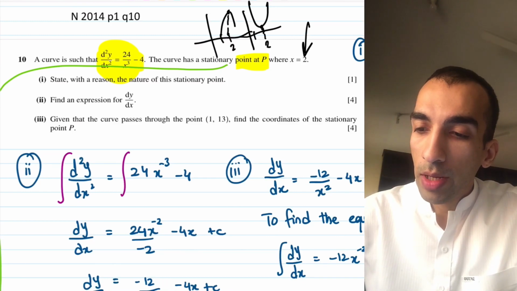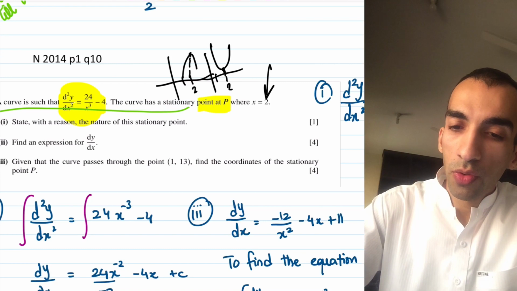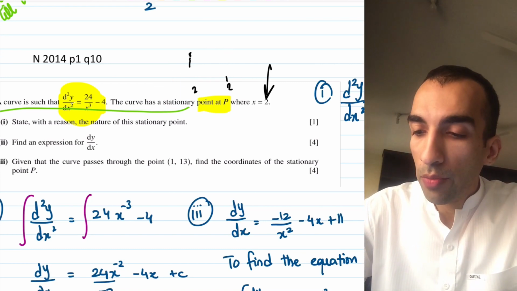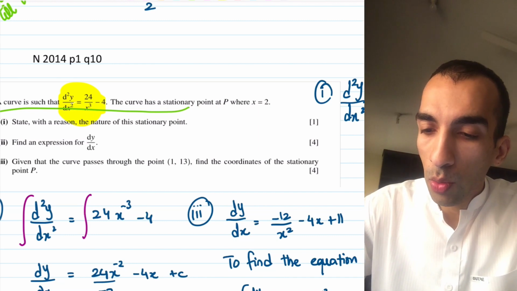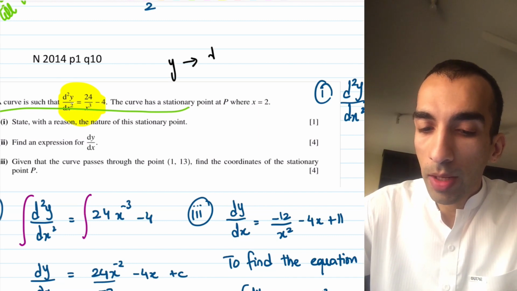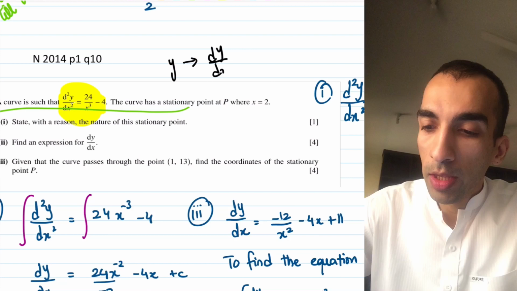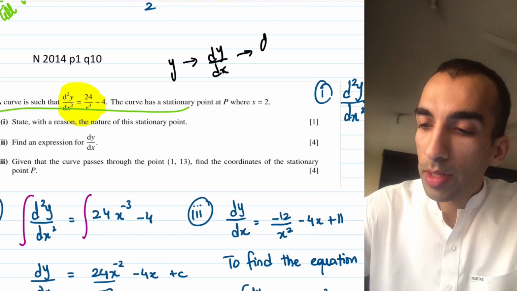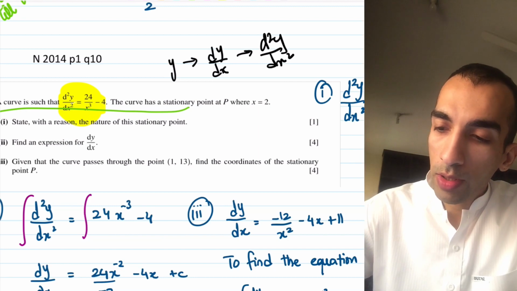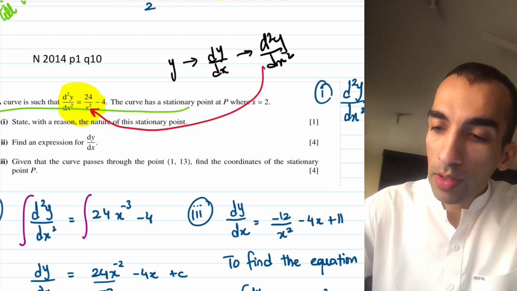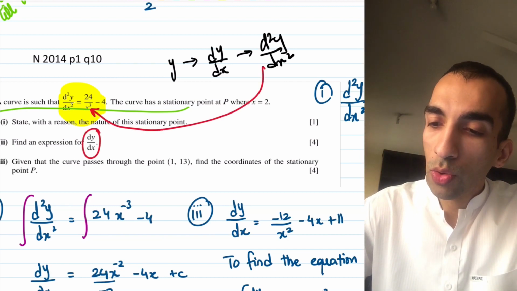Find expression for dy by dx. I do not know if you've seen my previous videos, but whenever you differentiate a function that looks like this, y, it will become dy by dx. If you double differentiate that, it will become d square y over dx square. And this is what is given in the question, right? If they're asking you to find dy by dx, they're asking you to go back.